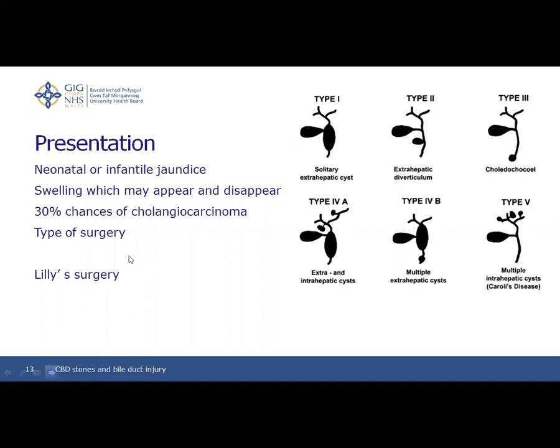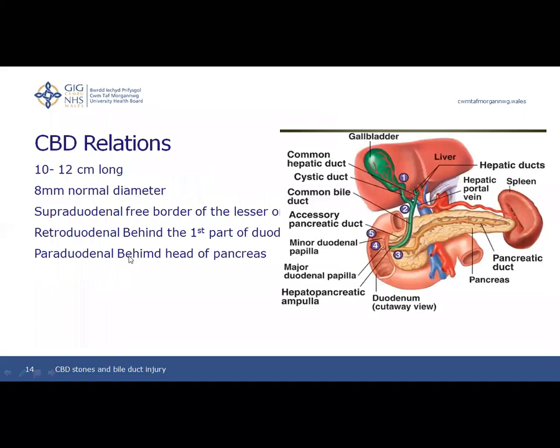Coming on to the relationship of the bile duct anatomy, and the relationship of the common bile duct to the other structures. Everyone knows that the common bile duct is 10 to 12 centimeters long. The normal diameter of the common bile duct is 8 mm in a normal healthy person with a gallbladder. Sometimes after removal of the gallbladder, or after cholecystectomy, the patient may have a dilated common bile duct up to 10 mm, and still that is normal.